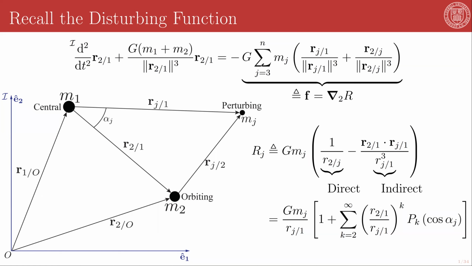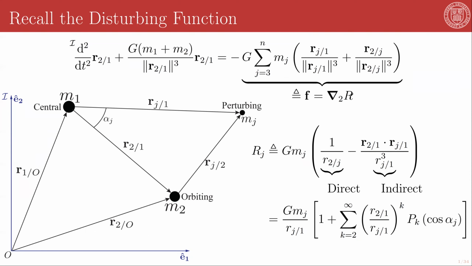Each argument within the summation on the right-hand side represents the perturbation on the orbit of body 2 due to body j. And it has a term that is the position of j with respect to the central body, and another term that is the position of body 2 with respect to body j. The entire summation is a specific perturbing force, and as it is a conservative force, it is equal to the gradient with respect to the position of body 2 of some function R, and it is this R that we call the disturbing function.